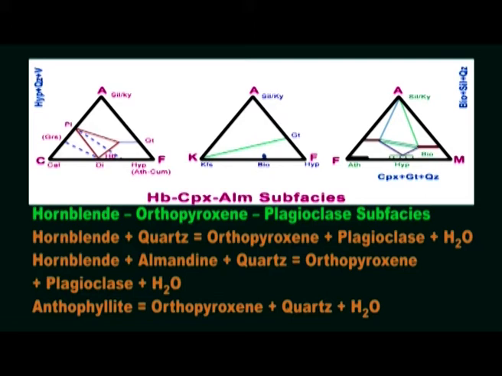Here every assemblage is the same except a small amount of hornblende and biotite is present. Important reactions occur within this subphase, and hornblende orthopyroxene plagioclase subphases change into orthopyroxene plagioclase subphases. Hornblende plus quartz react and form orthopyroxene plus clinopyroxene plus water. Hornblende plus almandine plus quartz give rise to orthopyroxene plus plagioclase plus water. Anthophyllite gives rise to orthopyroxene plus quartz plus water.